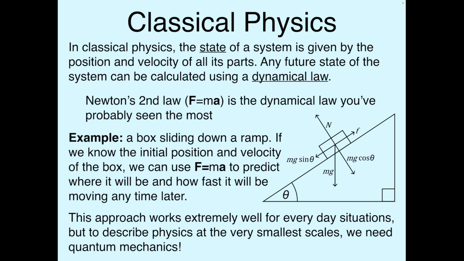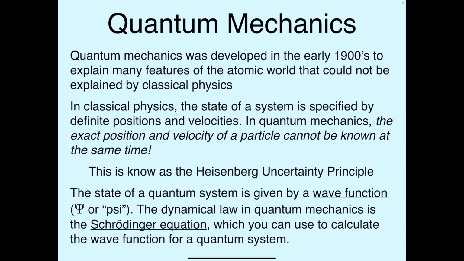But if we want to describe physics at the very smallest scales, I'm talking about the level of atoms and molecules, it turns out this approach breaks down. Classical physics just doesn't work at the smallest scales. And so what we need is a new, more powerful theory, and that's called quantum mechanics. So quantum mechanics was developed in the early 1900s to explain a lot of features of the atomic world that couldn't be explained by classical physics. And I'm going to show you some of those things in a second, where classical physics fails to describe certain things that happen at the atomic scale.